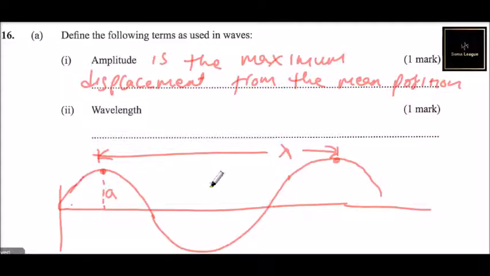We can also say it is the distance between two successive troughs or crests. So this is what we call the crest, and this is a trough. So successive troughs are those two successive ones. Those are crests. These are successive troughs. So you can see it means the same.